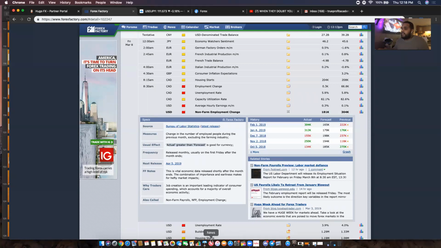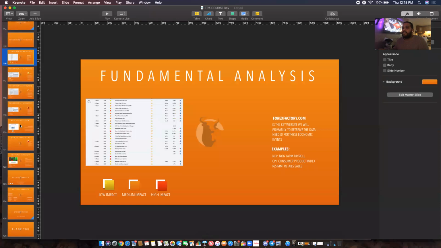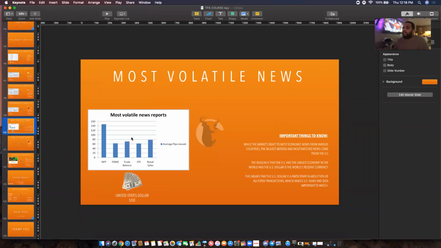Now, the way you want to understand this is what? We're going to see pairs that are most volatile with the news. So NFP, right? Tomorrow's non-farm payroll. That has the highest impact of all the news compared to any other economic data that is released at different times of the month. While the markets react to the most economic news from various countries, the biggest movers and most watched news come from the US.